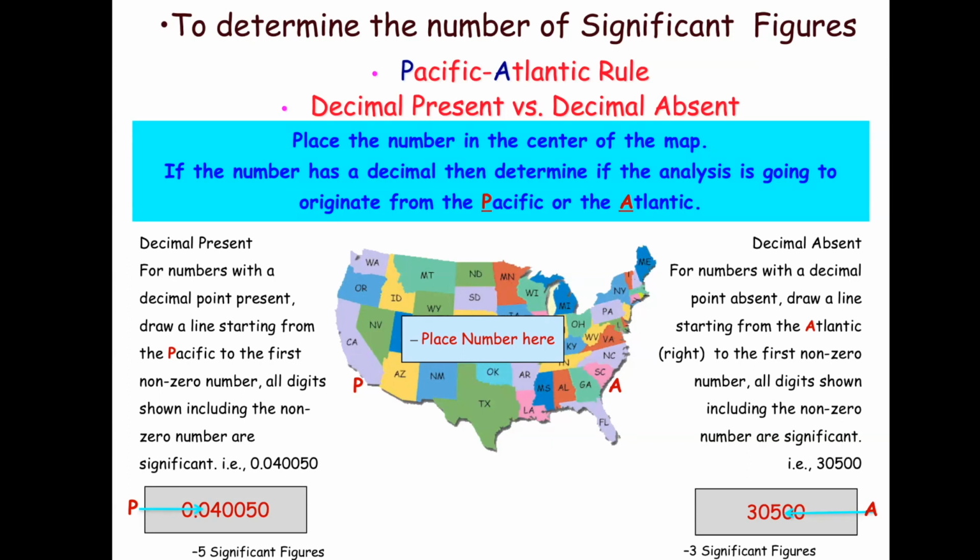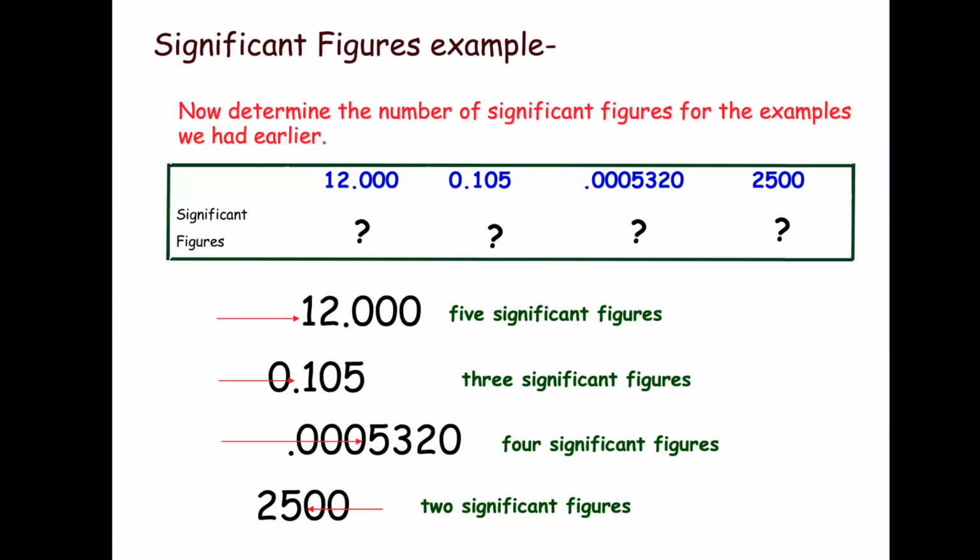Now we can see how many significant figures 12.000 has. It's got a decimal, so we draw a line from the Pacific. Our first non-zero digit is 1. All digits after that are significant. It's got 5 significant figures. We take a number like 0.105. Again, it's got a decimal, it's present. Our first non-zero number is 1. All digits after that are significant, so it's got 3 significant figures. If we take a number like 0.005320, going again from the Pacific to the Atlantic, because the decimal point is present, the first non-zero number is 5.